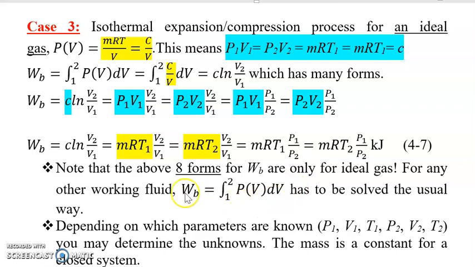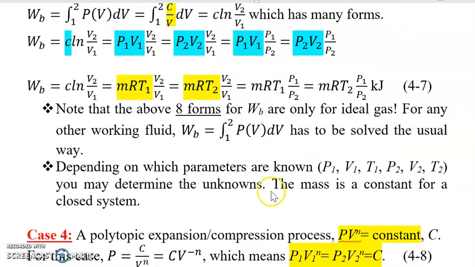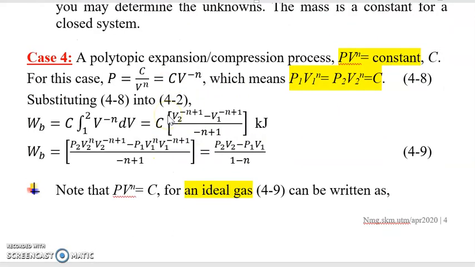For any other working fluid, you may have to solve it if you know the relationship between P and V. So depending on which parameters are known, P1, V1, T1, P2, V2, T2, you may determine the unknowns. You have to select which one of the 8 forms is most appropriate to determine your unknown parameter. The mass is a constant in this case.